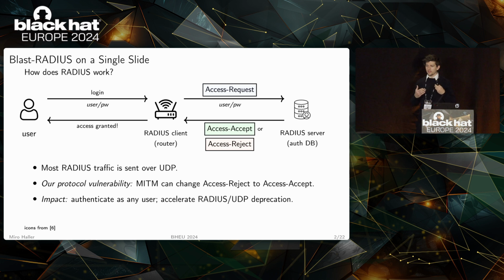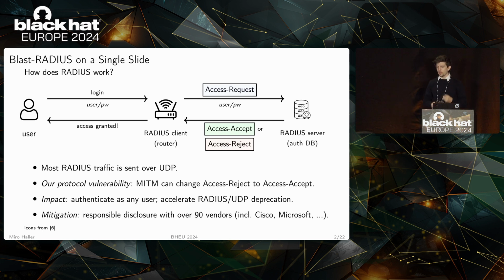Our attack also helped accelerate the ongoing efforts to deprecate RADIUS over UDP, which are still ongoing in the IETF. We disclosed our attack to over 90 vendors, which included all big producers of network equipment such as Cisco and Microsoft. So I hope with this I piqued your interest in BlastRADIUS, and maybe you're wondering, am I vulnerable? How does this attack work? Or shoot, I'm running RADIUS, how can I mitigate this? Well, if that's the case, then maybe don't open your mailbox, because I will answer all of those questions in this talk.